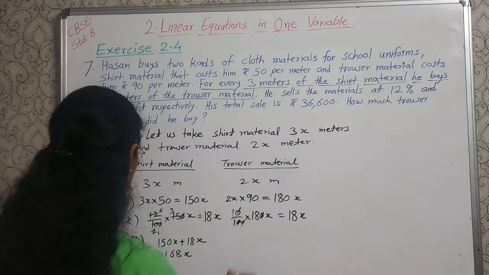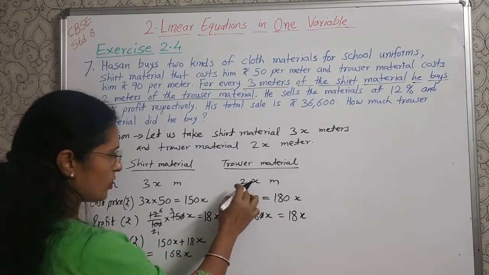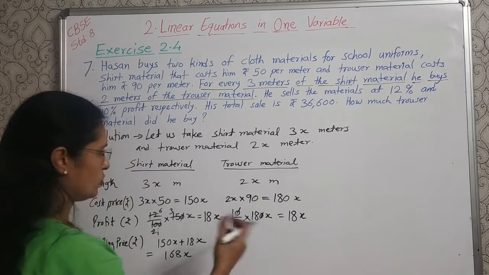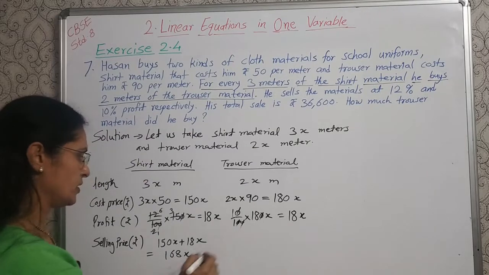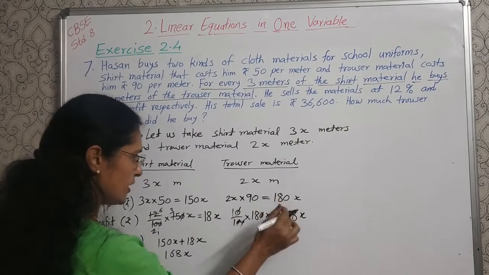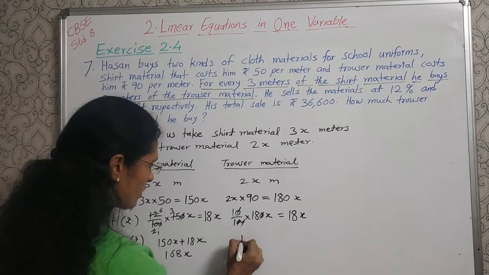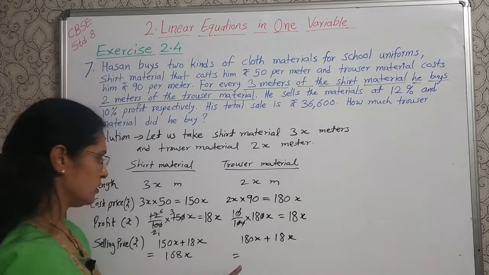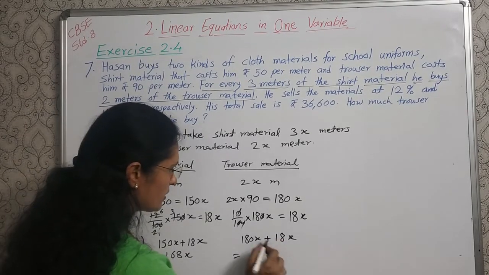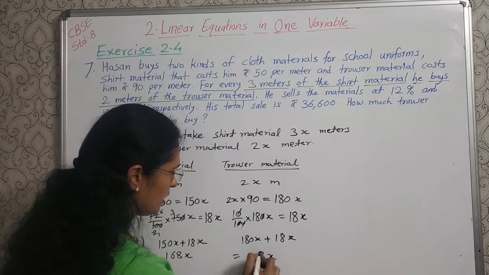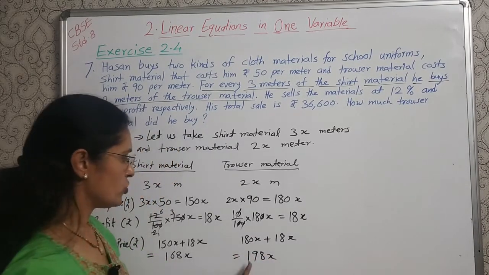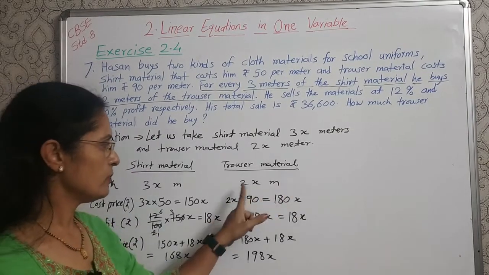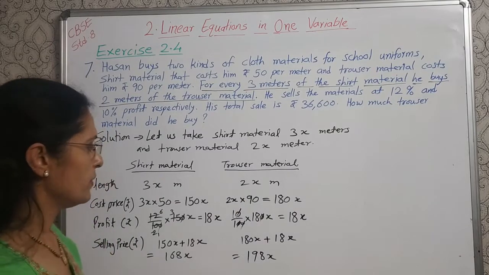Now we'll find out the selling price for the trouser material, and trouser material is 2x meters. Its cost price is 180x rupees, and profit is 18x rupees. So we'll add this cost price plus profit: 180x plus 18x, x is common, and add this, 198x rupees is the selling price of this trouser material whose length is 2x meters.